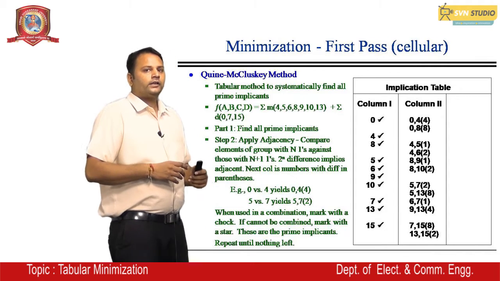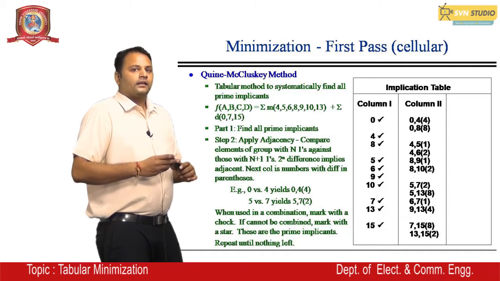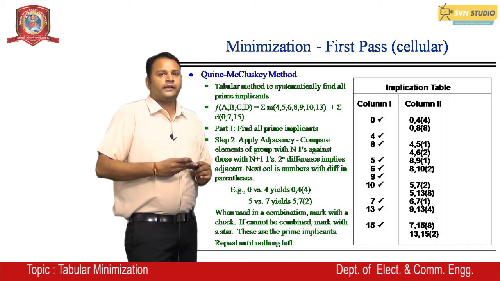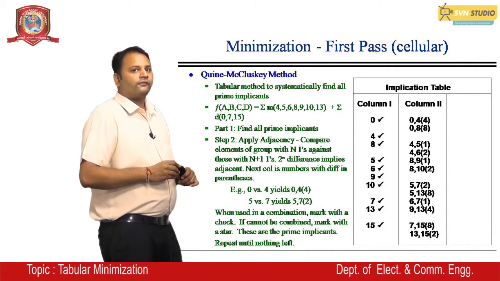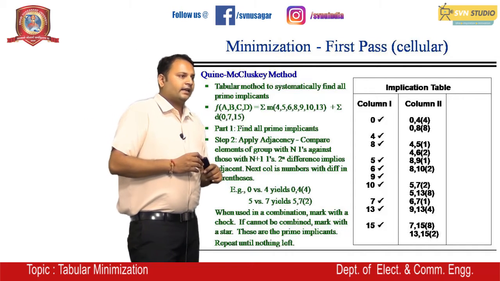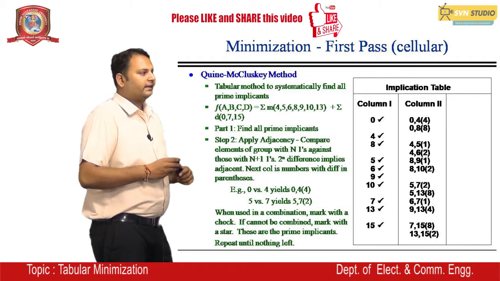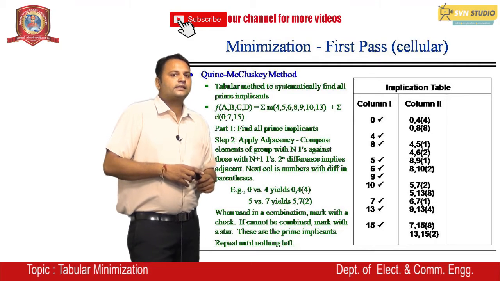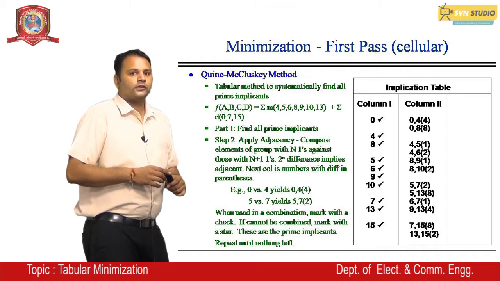Then 4 to 9 cannot make a group. 4 to 10 is also not making a group. Next we take 8 and 5, which does not make any group. Then 8 and 6 cannot make any group. Then 8 to 9 can make a group with a difference of 1. Next 8 to 10 can make a group with a difference of 2.